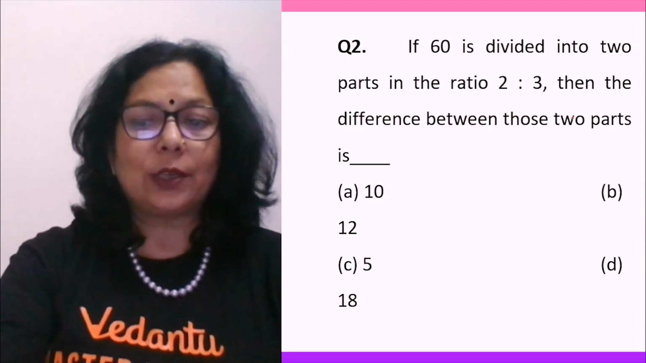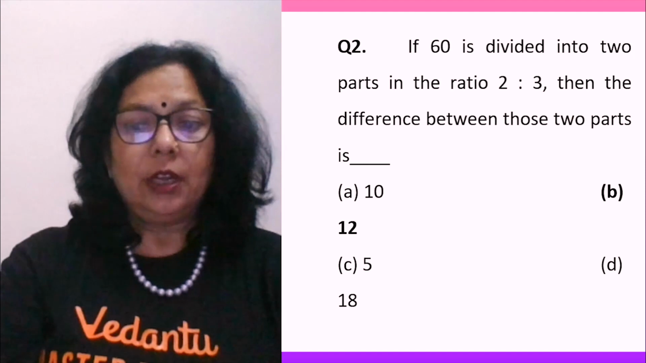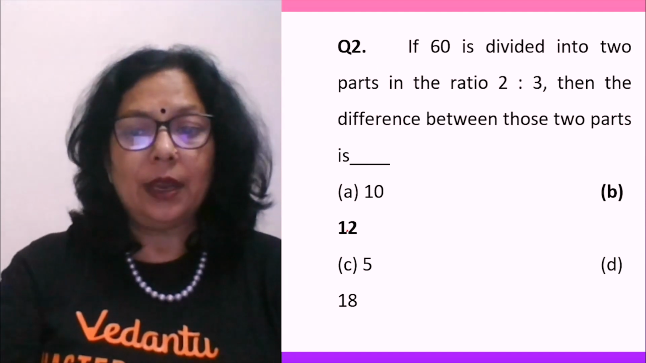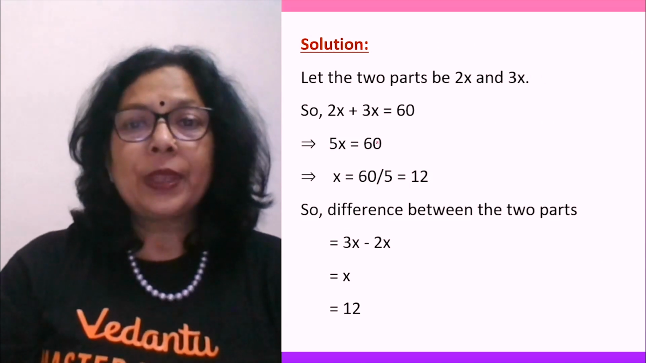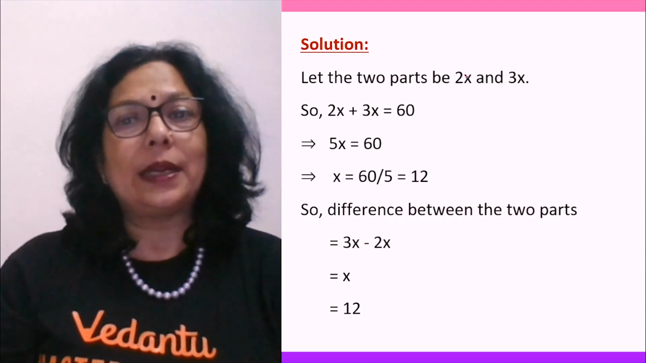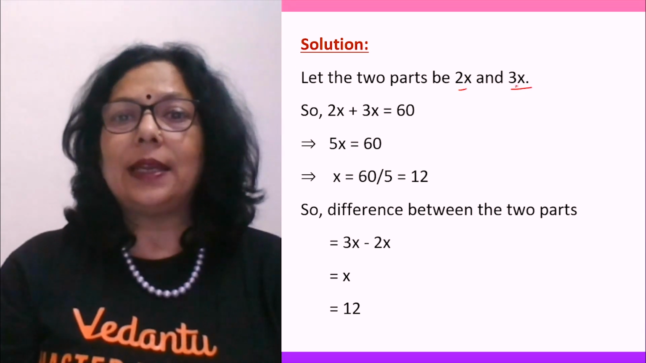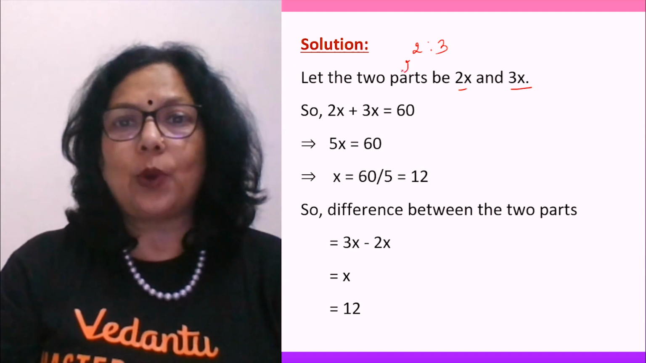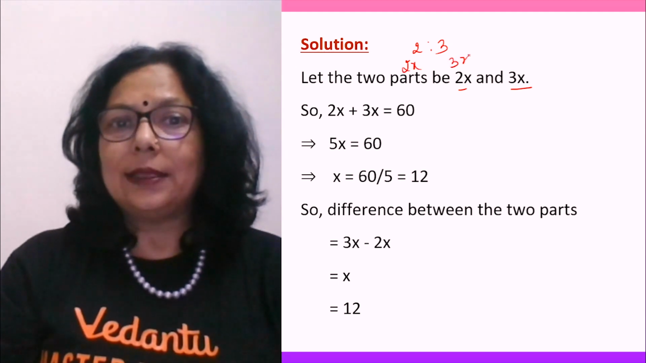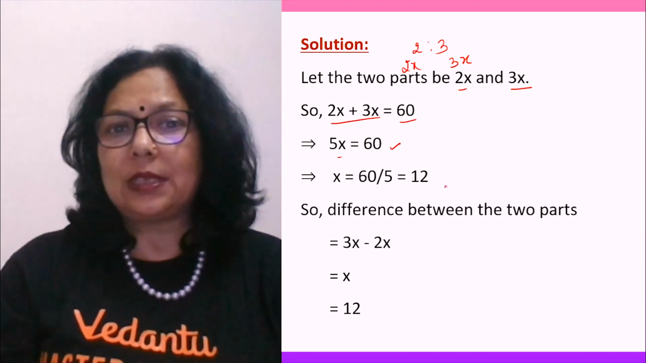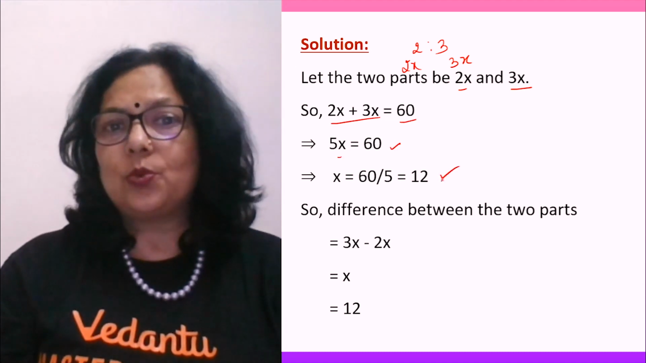You do not know 2 is to 3 is how much. So first you have to find the amount, and only then can you find their difference. See how? Whenever a ratio sum is given, we'll always suppose one part as 2x and the other as 3x. Whenever the ratio is given to you, you suppose one part as 2x, the other as 3x, the sum of 2 is equal to 60. So you get 5x equal to 60 and the value of x is 12.